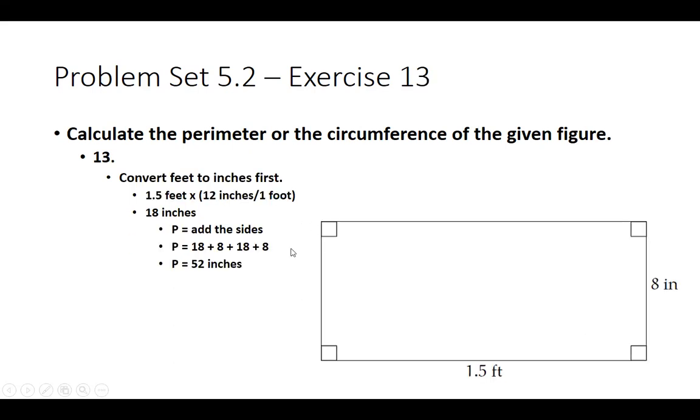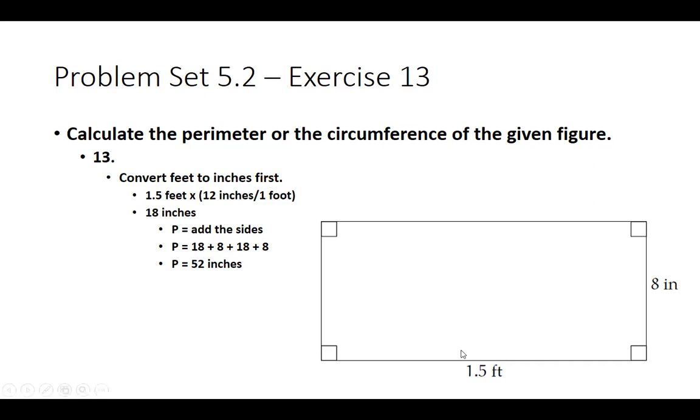Number 13, we're calculating the perimeter, but our sides are given in different units. We have 1.5 feet and we have 8 inches. We can't just add 1.5 plus 8 plus 1.5 plus 8 because the units aren't the same. Since 8 inches isn't even a full foot, let's convert feet to inches first. 1.5 feet times 12 inches per foot will cancel feet away, leave us with inches. 1.5 times 12 divided by 1 gives us 18 inches.